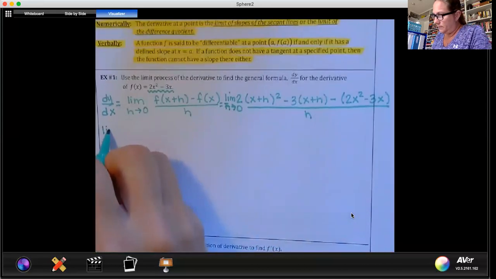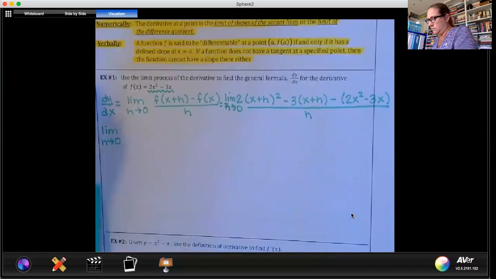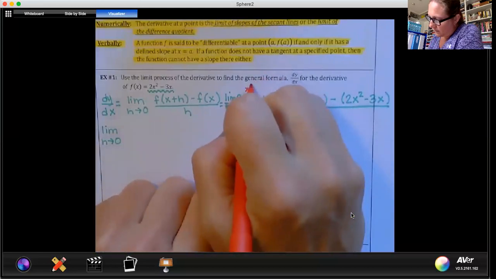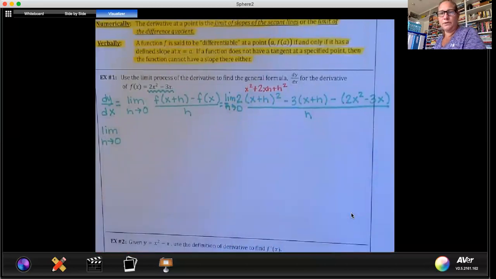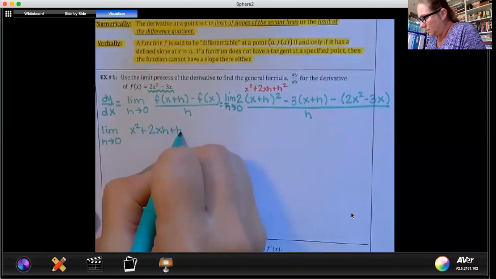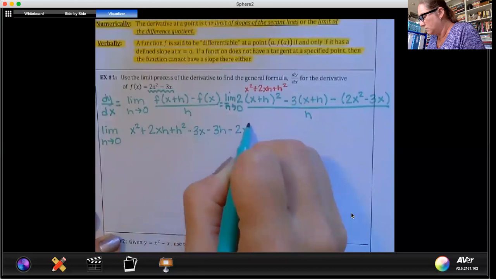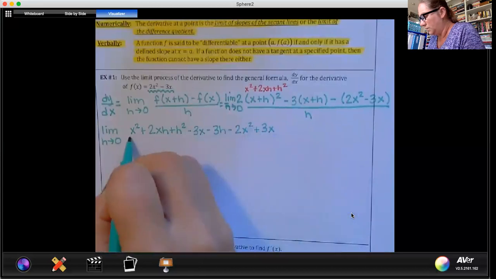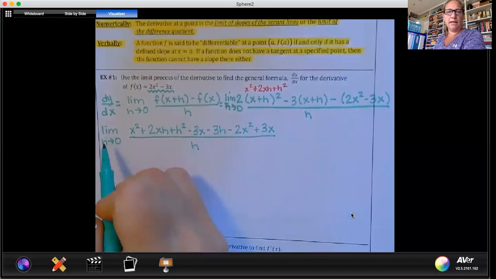The limit as h approaches 0. And I'm going to do a little bit of work here to alleviate some space. x plus h squared is going to be x squared plus 2xh plus h squared. FOIL method there. And then those two are just distributing the negatives. So 2 times x squared plus 2xh plus h squared, minus 3x minus 3h, minus 2x squared plus 3x, all over h. Remember, our goal is to eliminate that h in the denominator so we can sub in h equals 0.